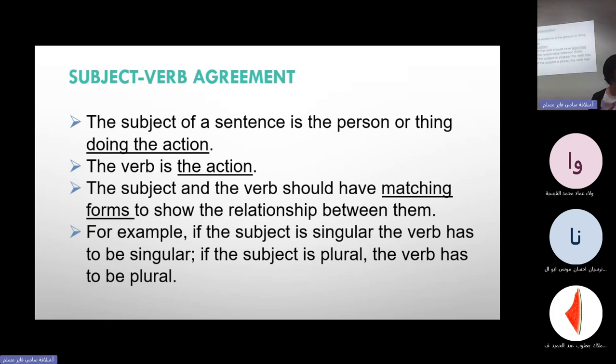What does match in form mean? They agree in form. What does it mean? It means that if the subject is singular, the verb should be singular. If the subject is plural, the verb should be plural. Okay? So this is the agreement. I can't put a singular subject with a plural verb. Okay? So I need to be careful in this particular point.